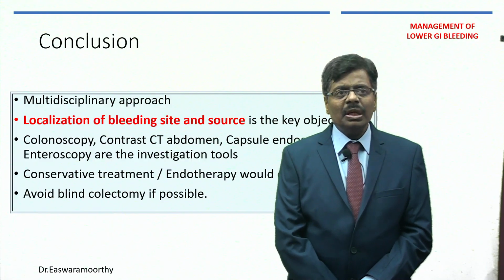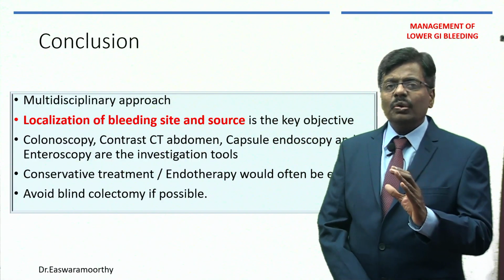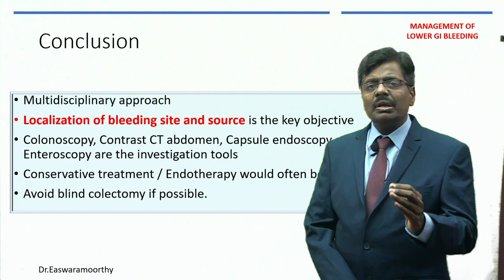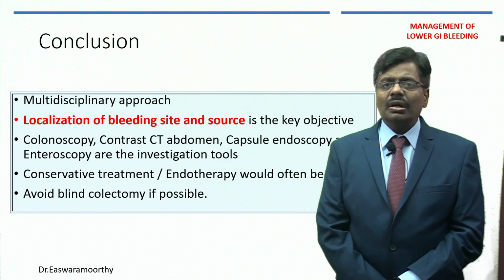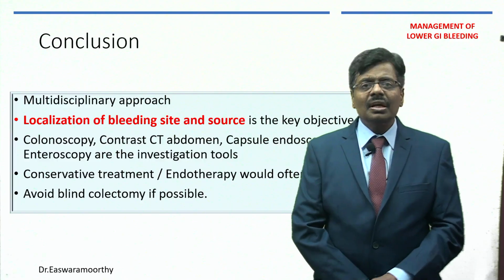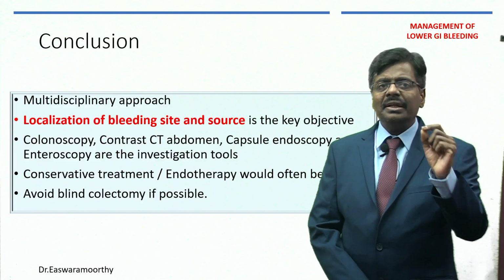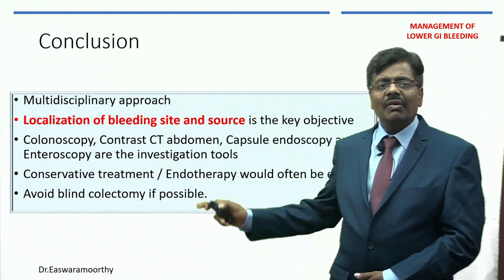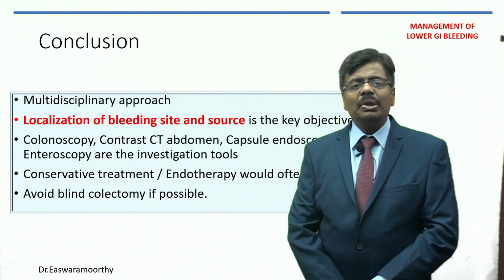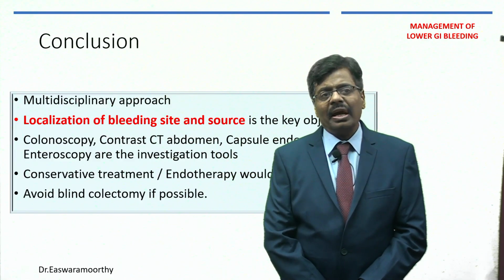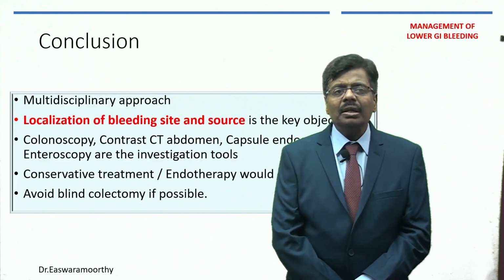So, ladies and gentlemen, lower GI bleeding could be challenging. It is a less common problem we normally deal with, but a multidisciplinary or team approach is key for success. Locating the bleeding site and source is a challenge for us. We have a lot of avenues for investigations. Conservative treatment or endotherapy is now the standard of care, and we try to avoid a blind colectomy if possible.